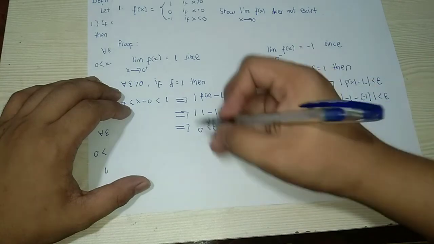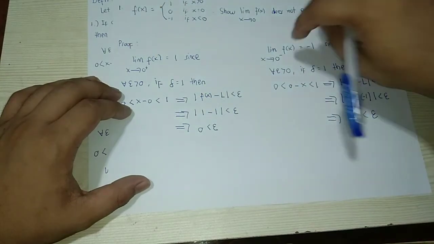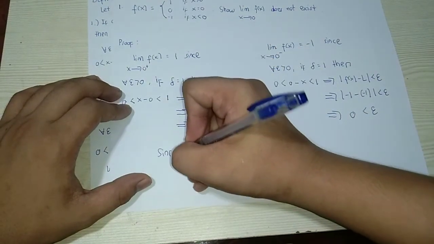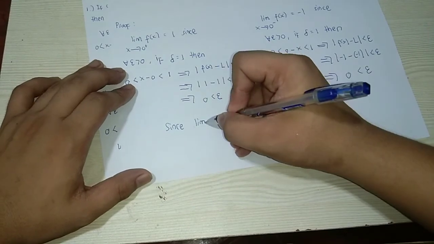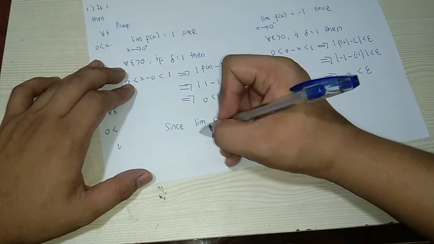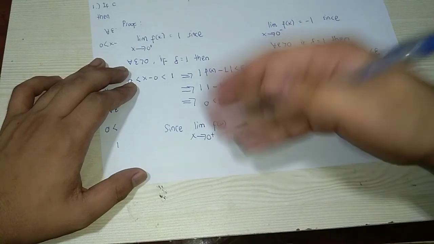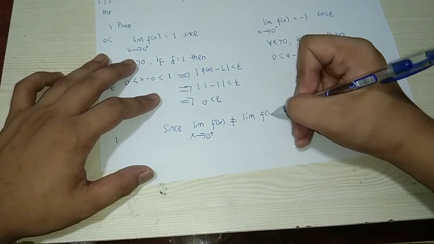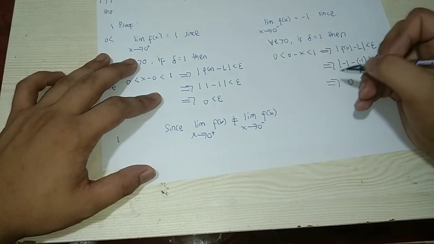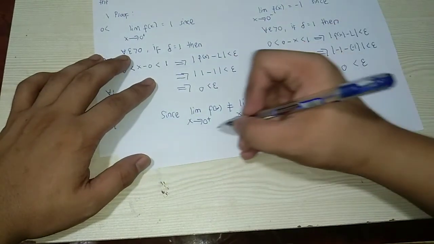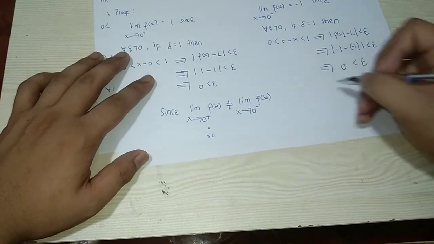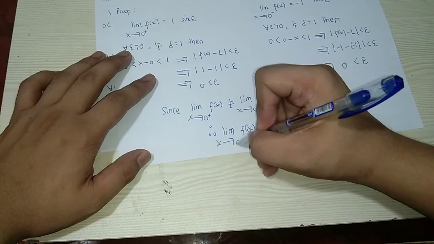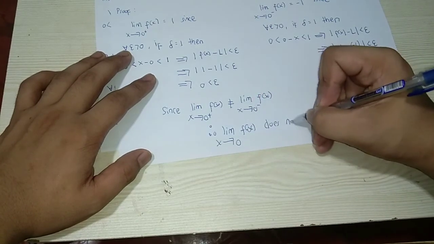Now, as you can see, the right-hand limit is 1 and the left-hand limit is negative 1. So by the theorem, since the limit of f(x) as x approaches 0 from the right is not equal to the limit as x approaches 0 from the left, therefore the limit of f(x) as x approaches 0 does not exist.